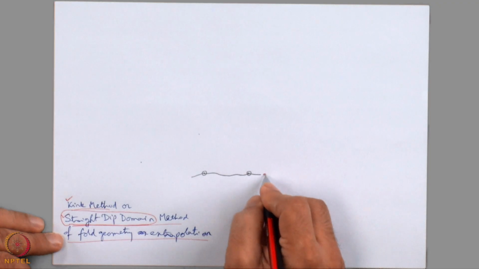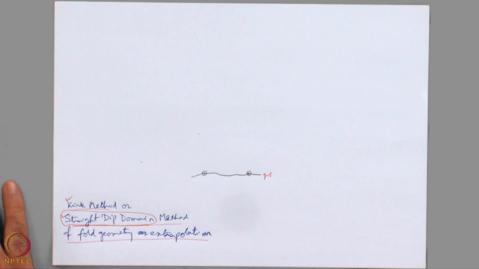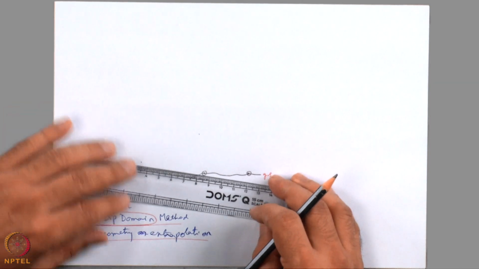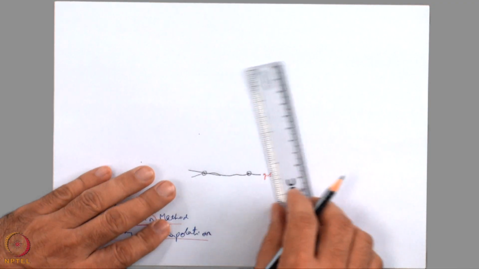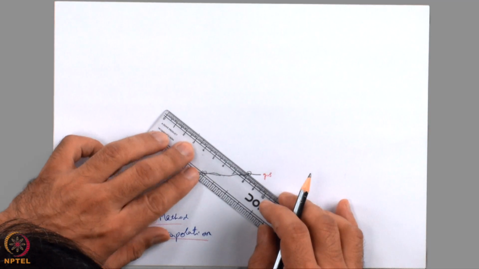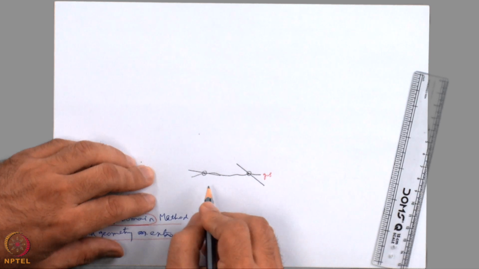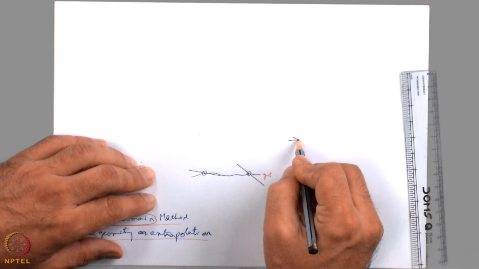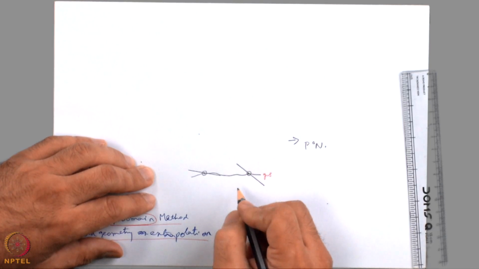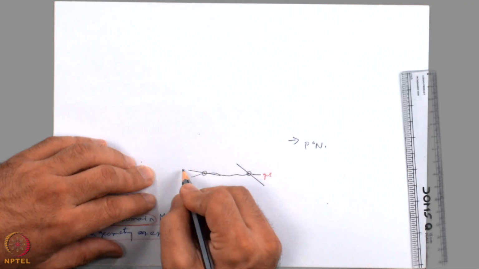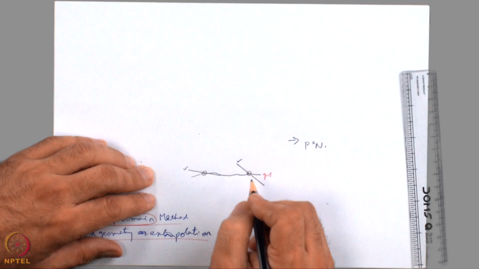Consider this line as the ground surface and the two points where lithological contacts have been found by a field geologist. Let us say this is one lithological contact and here is the other lithological contact. As you can see, both the lithological contacts dip towards some specific geographic direction, say P degrees north, and this lithological contact is dipping at a lower angle than that lithological contact. We are starting with this.